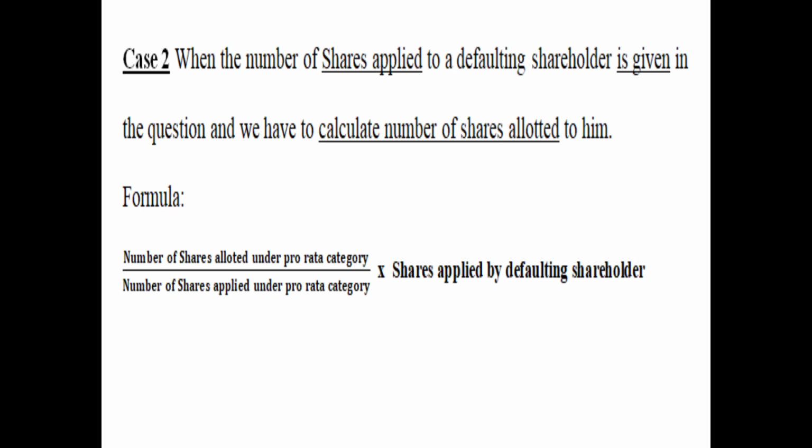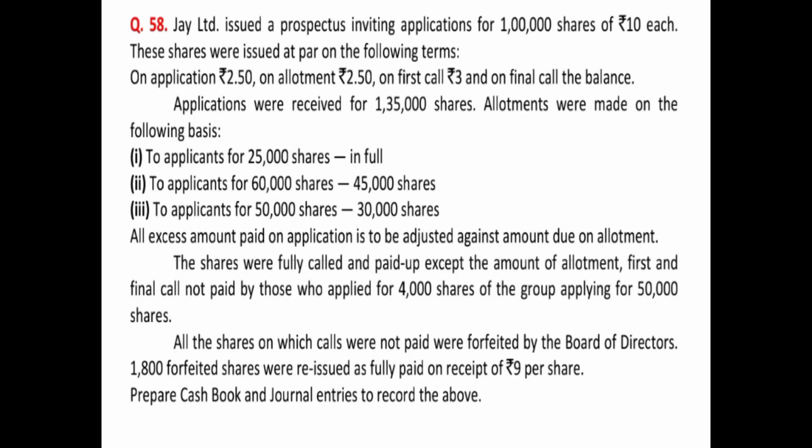So for this, let us discuss one question to make it more simpler. The question says J Limited issued a prospectus inviting applications for 1 lakh shares of 10 each. These shares were issued at par on the following terms: on application 2.5, on allotment 2.5, on first call 3, and on final call the balance.